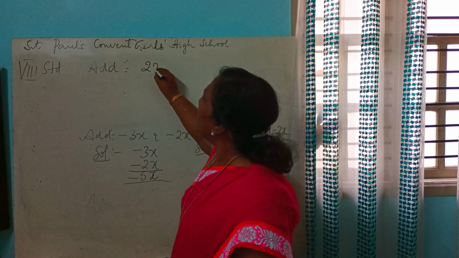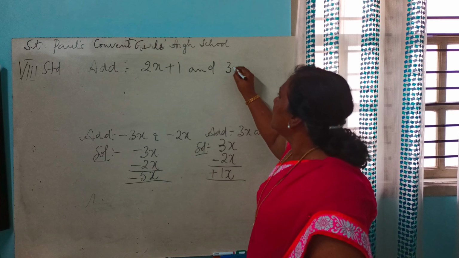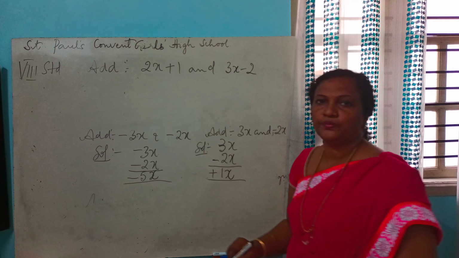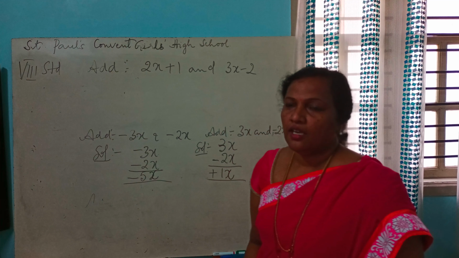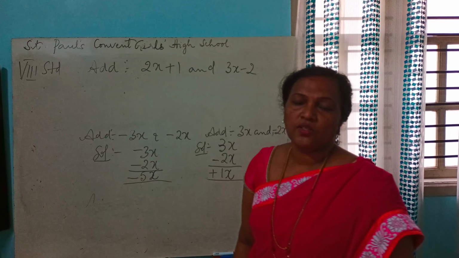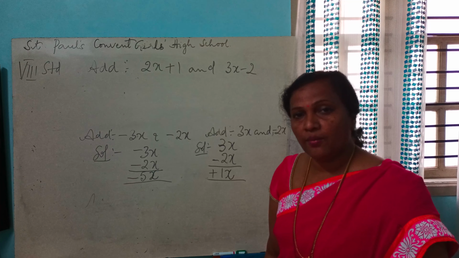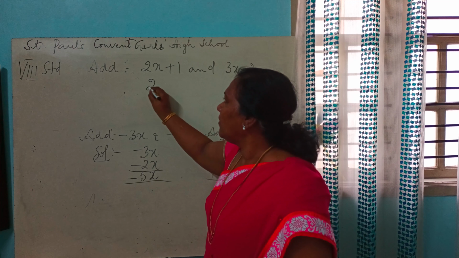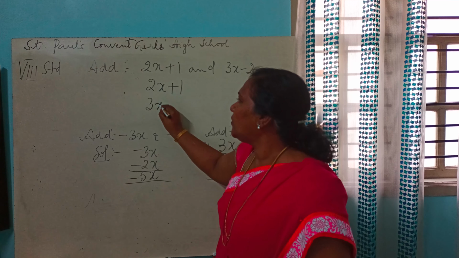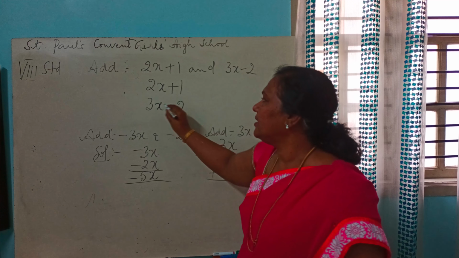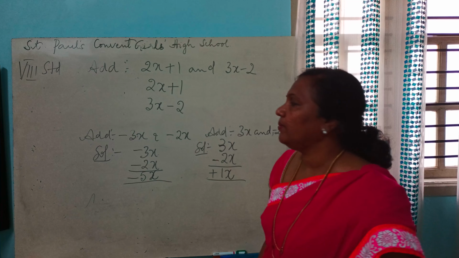Add 2x plus 1 and 3x minus 2. Now how many terms are here? Two terms connected with plus. So what type of expression is it? Binomial expression. Now, 2x plus 1. Here also two terms are connected with minus. Binomial, because two terms are connected with minus.